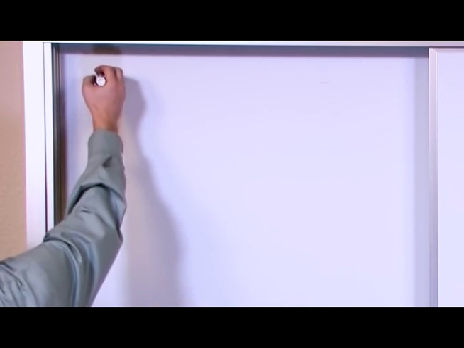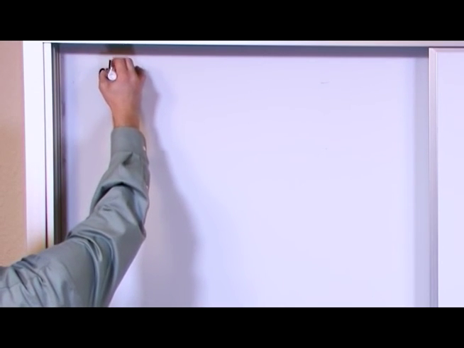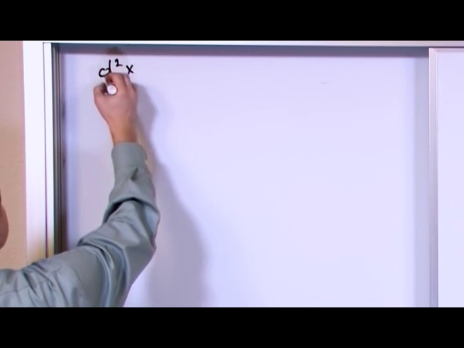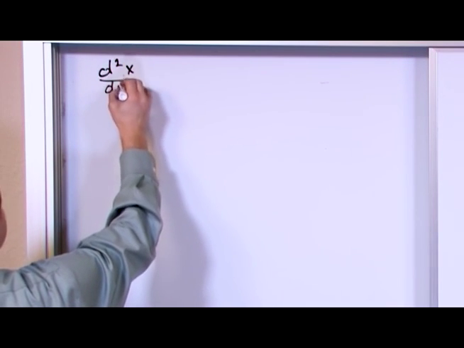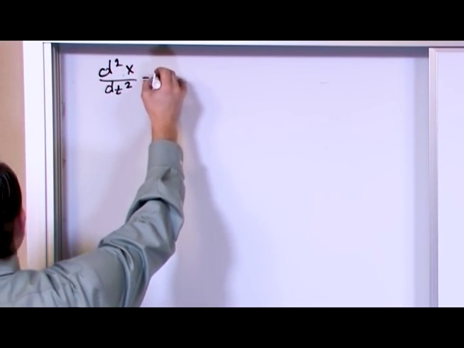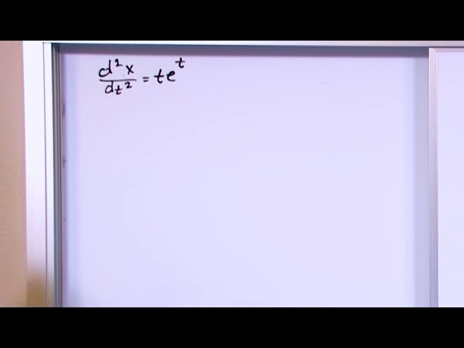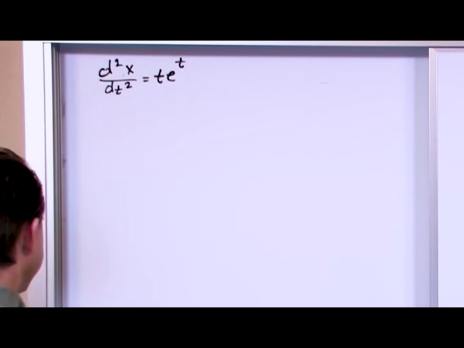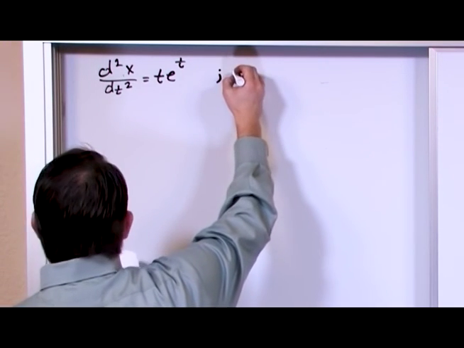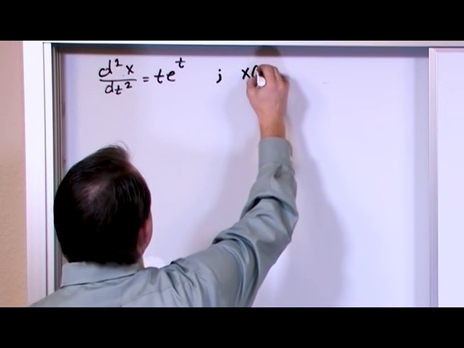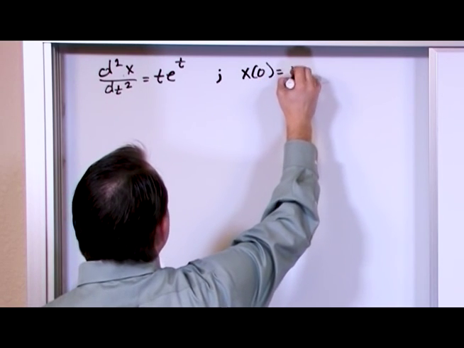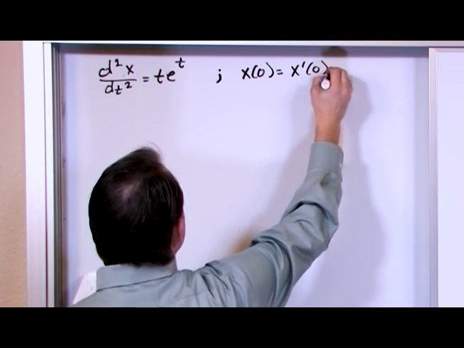Okay, so our last problem in this section is going to be a second order derivative of x with respect to time. And it's going to look awfully simple. t times e raised to the power of t. And the initial conditions, x of 0 is equal to x prime of 0 is equal to 0.